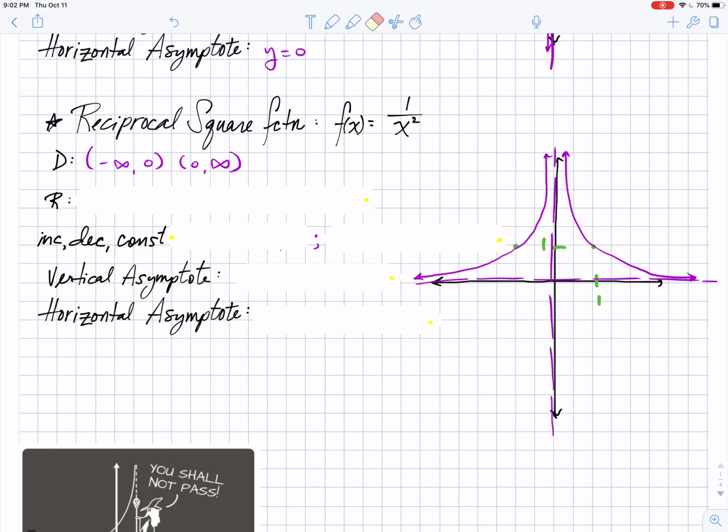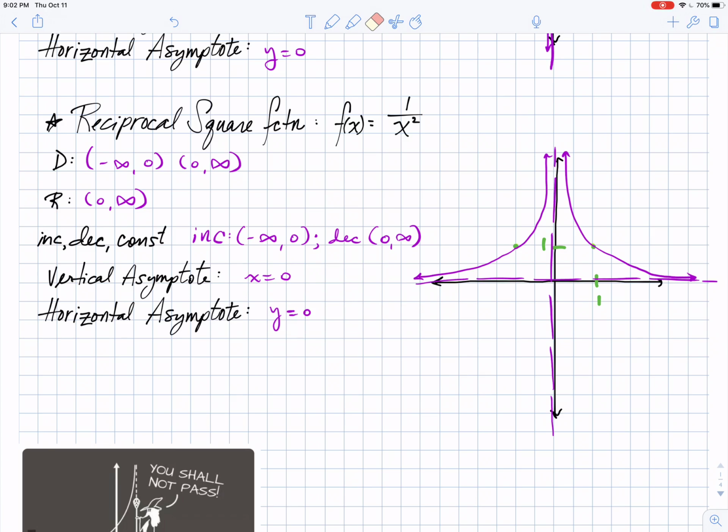Again, going back to the domain and the range. Domain is the same thing as it was for the reciprocal function. The range is a little different because you have nothing down here on the bottom of the graph. So you're just starting with 0 and working your way up from there. For increasing, decreasing, and constant, this as well is different. If you read it from left to right, the first thing that happens is that it's increasing. And then the second thing that happens is that it's decreasing. Your vertical asymptote and your horizontal asymptote end up being the same thing.